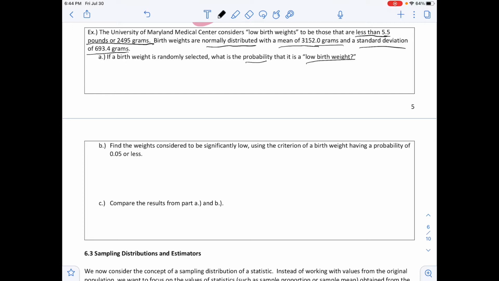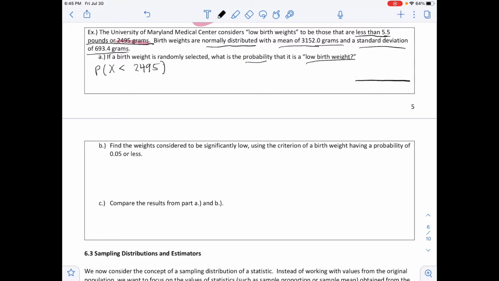And again, a low birth weight would be less than 5.5 pounds or 2,495 grams. So which units will we use? So if you look at the mean and if you look at the standard deviation, both of those are written in grams. So we are going to be using that gram amount, which is 2,495 grams. So the probability that you are low birth weight would be X is less than 2,495 grams.